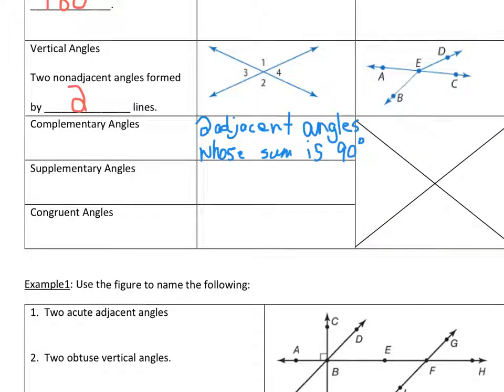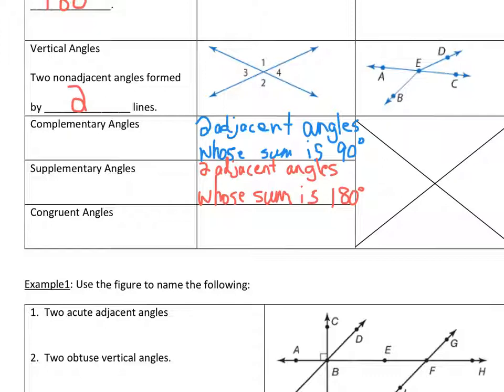Okay, so now we're going to talk about complementary angles. I usually like to write while I'm talking to you, but I am struggling with the pen here, so I wrote it down off screen. Two adjacent angles whose sum is 90 degrees are going to give you complementary angles. You probably guessed that supplementary angles would be two adjacent angles whose sum is 180 degrees.